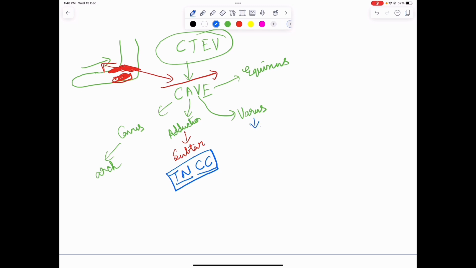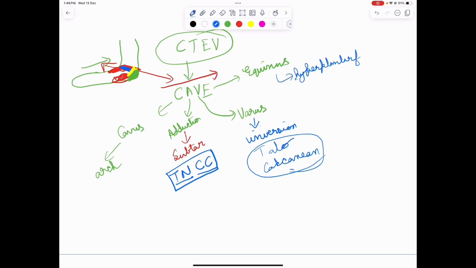In varus, what is happening is there is inversion of the foot. That would be occurring at the level of the talocalcaneal joint. You can also remember that talocalcaneal: talus is at the top, and calcaneus is here. Whatever movement we are talking about for the varus, it is from here. So that would be talocalcaneal. Now in equinus, it would be nothing but a high arched hyperplantar flexion. Now we move ahead.